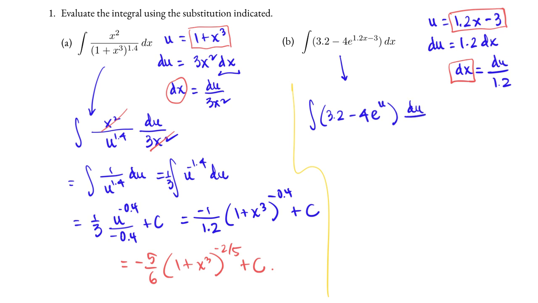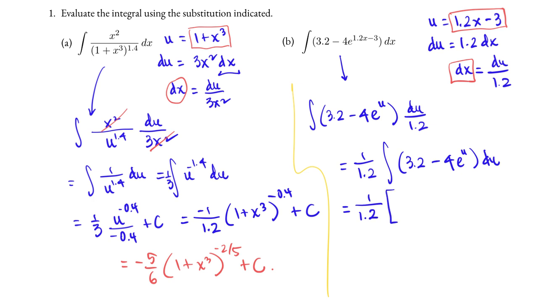now du over 1.2. Over 1.2 is the same as saying 1 over 1.2, which is a constant multiple, so we would rewrite it in the front of the integral. 3.2 is a constant, not a constant multiple, so we would rewrite this inside the integral, minus 4e to the u power du. To evaluate this integral in terms of u, we would rewrite the constant multiple 1 over 1.2.